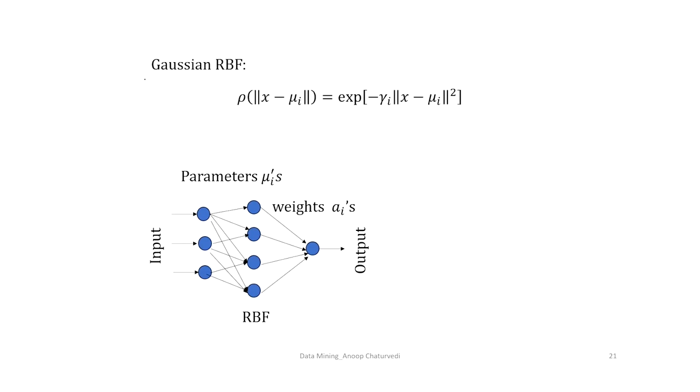For example, if you are using the Gaussian RBF, then the form of the Gaussian RBF is rho of norm x minus mu I equal to exponential of minus gamma I norm x minus mu I squared, which is equal to x minus mu I transpose x minus mu I. Then you have the input layer and parameters mu I's, and this is the hidden layer where you apply the radial basis function and do the computation. Then you have weights, A I's, associated with different arcs, and finally you get the output here.